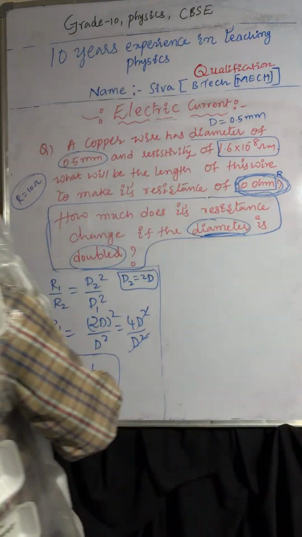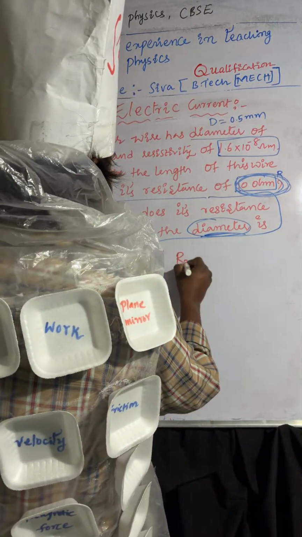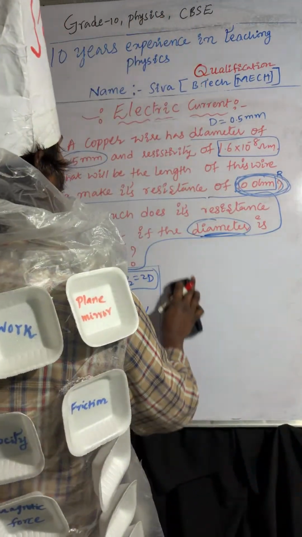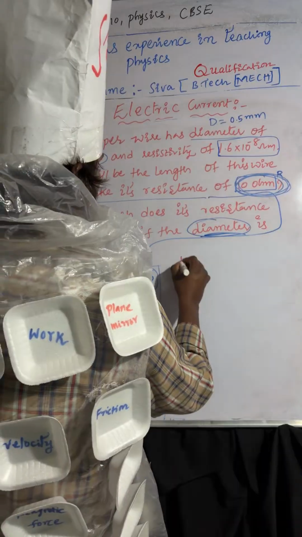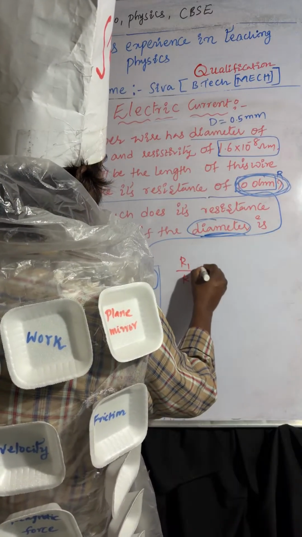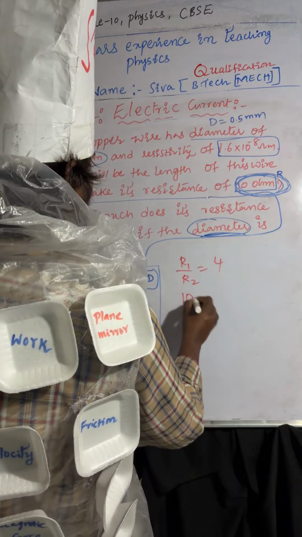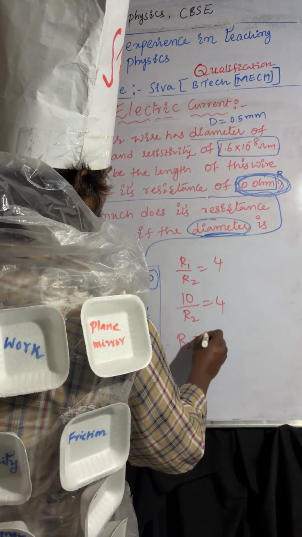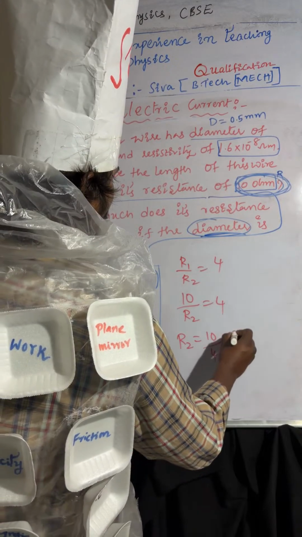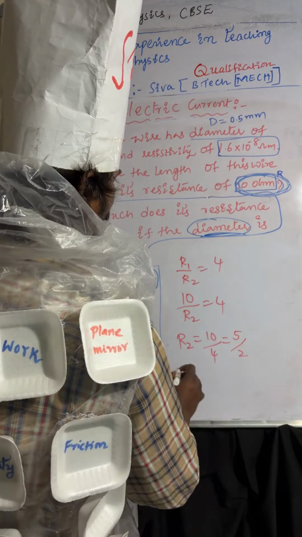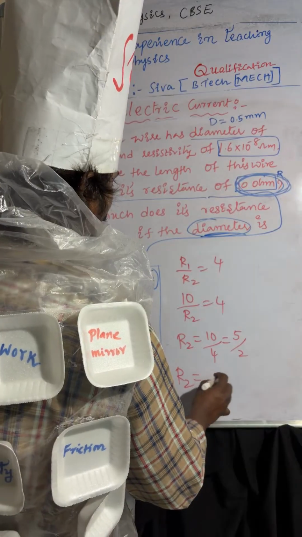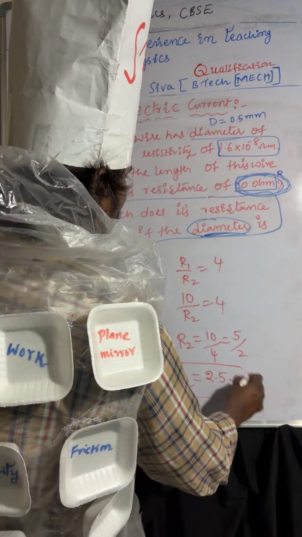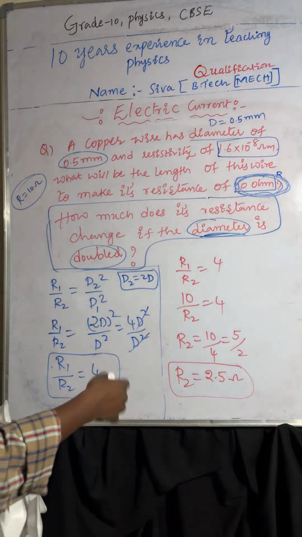So now you can see R1 by R2 equal to 4. R1 is 10, so R2 equal to 10 by 4. That is nothing but 5 by 2, that is 2.5 ohm. So they're asking to find the change.